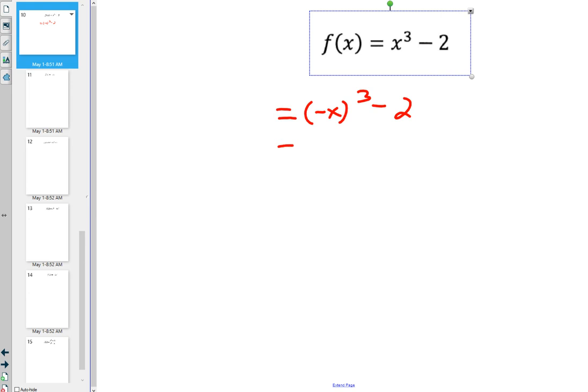Negative x to the third becomes negative x to the third, but minus 2. Does it look exactly the same? Doesn't look exactly the same, so it can't be even, Jada. Is every single sign different? No. The constants stay the same. Yes, ma'am.